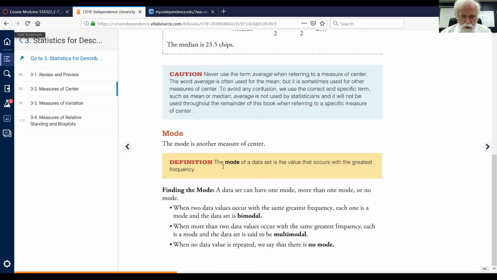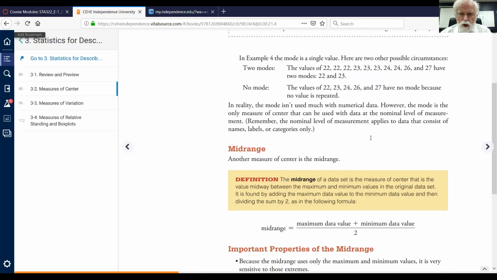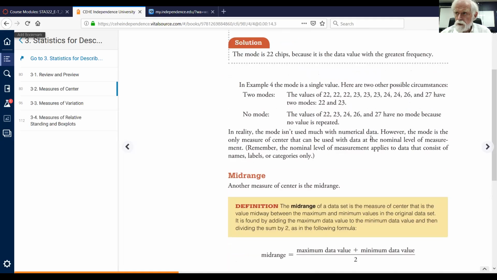Mode, we talked about. It's the value that occurs with the greatest frequency, the most number of times. And we can have multiple modes in a data set. So the mode of the chips that were used in the first example, there were 5 chips: 22, 22, 26, 24, and 23 chips. There were 2 occurrences of 22, so the mode is 22. If there is no value that is repeated, the set has no mode.